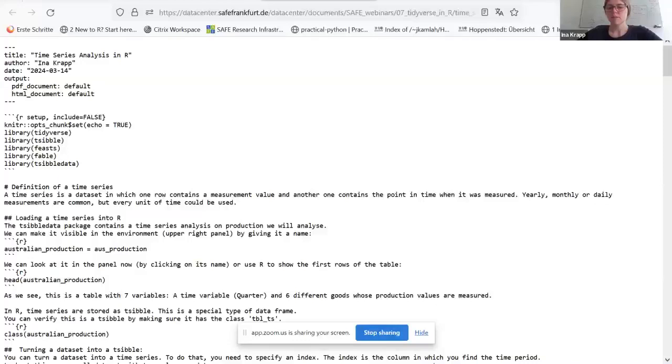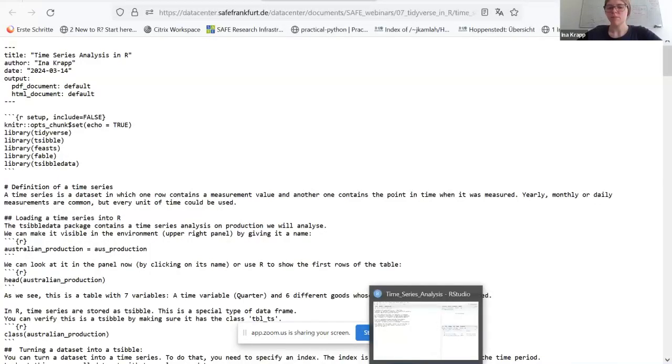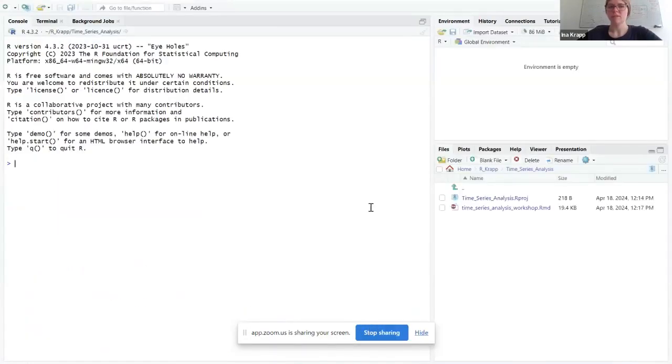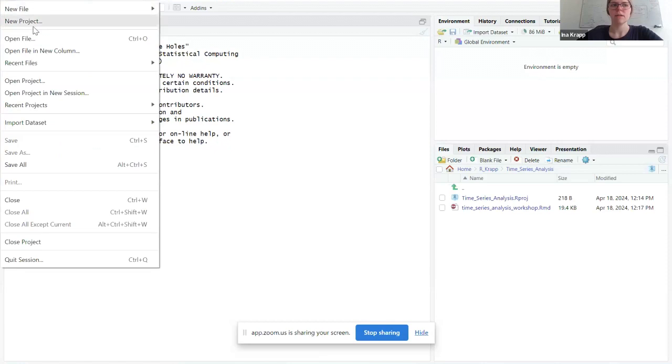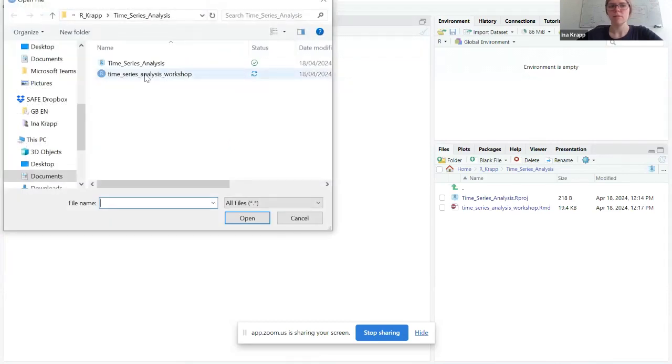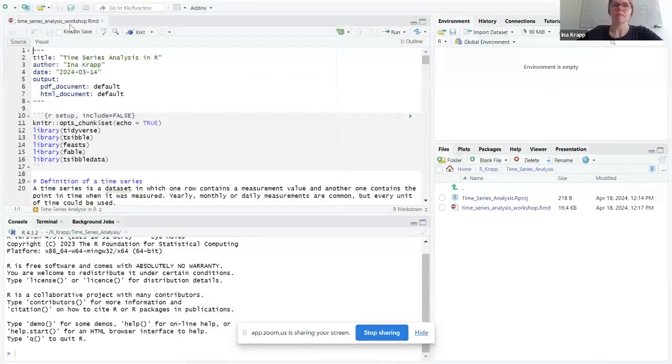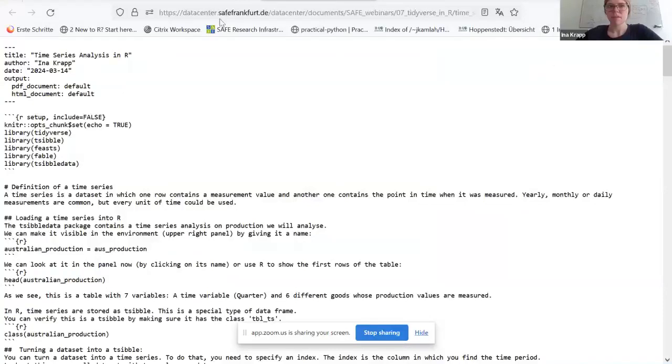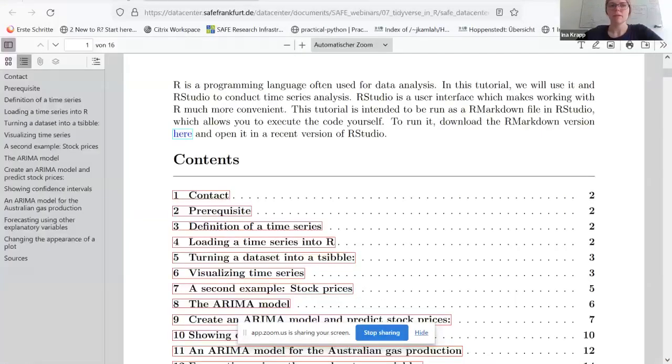I assume that for some of you, RStudio may be new. So if you open it for the first time, this is what it will look like. And now we can open the file here. So let's start right away.